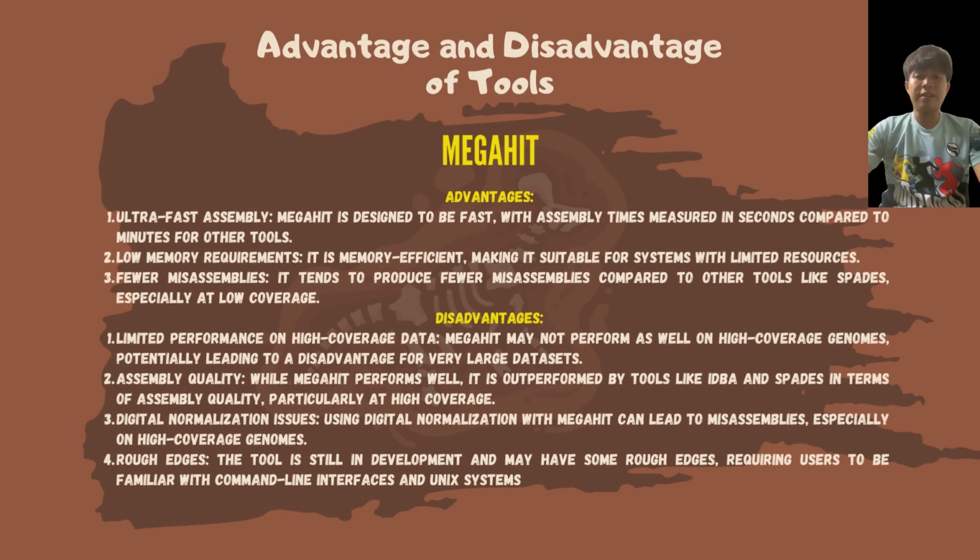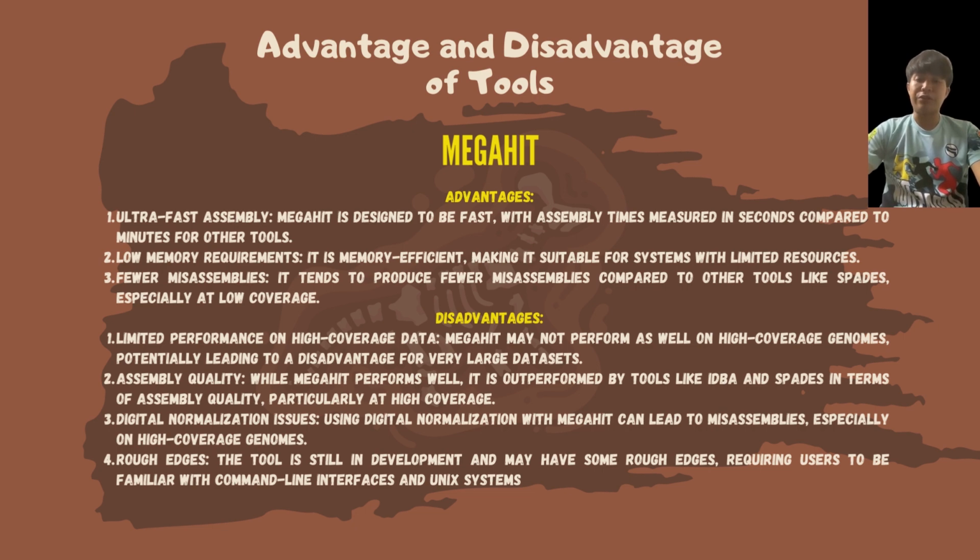So today I will discuss the advantages and disadvantages of the tools used in this article. The first one is MegaHit. The advantage of MegaHit is ultra-fast assembly. MegaHit is designed to be fast, with assembly time measured in seconds compared to minutes for other tools.